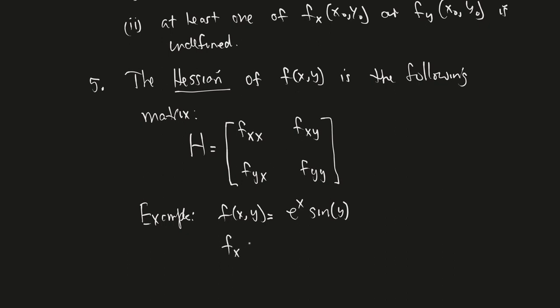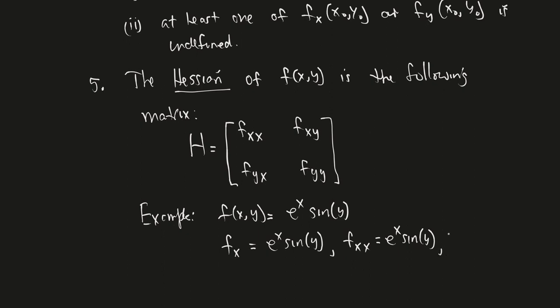So let's do our f sub x, differentiating with respect to x, treating y as a constant. That's e to the x sine of y. And then I'll just go ahead and do my fxx there, same line. Well, it's the same thing, right? Same function. Differentiating with respect to x, treating the sine of y as a constant, we'll have e to the x times the sine of y.